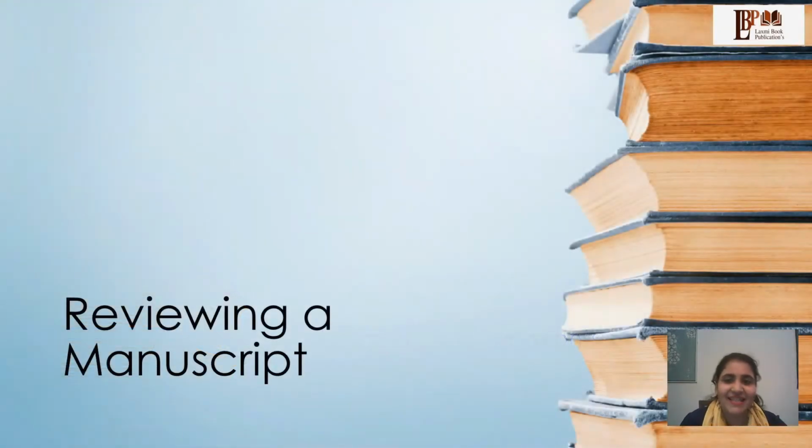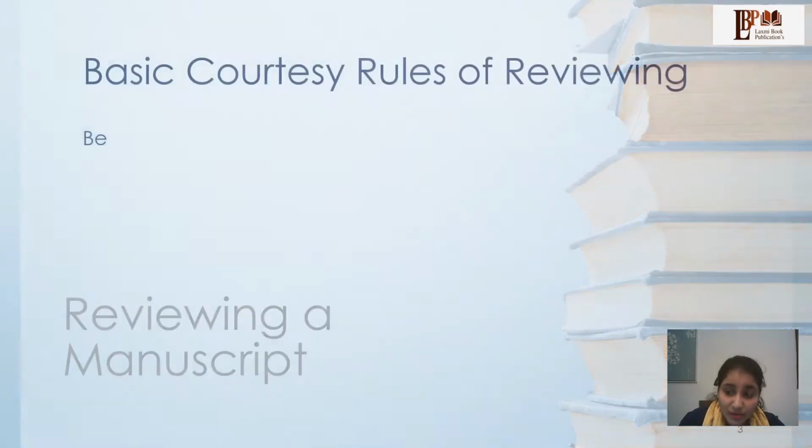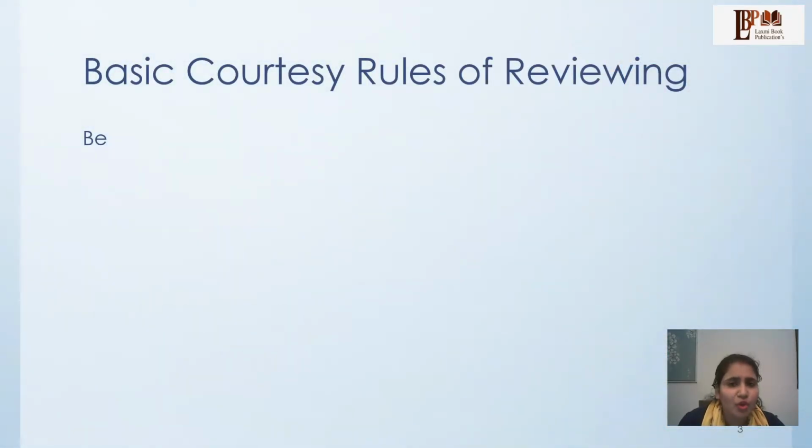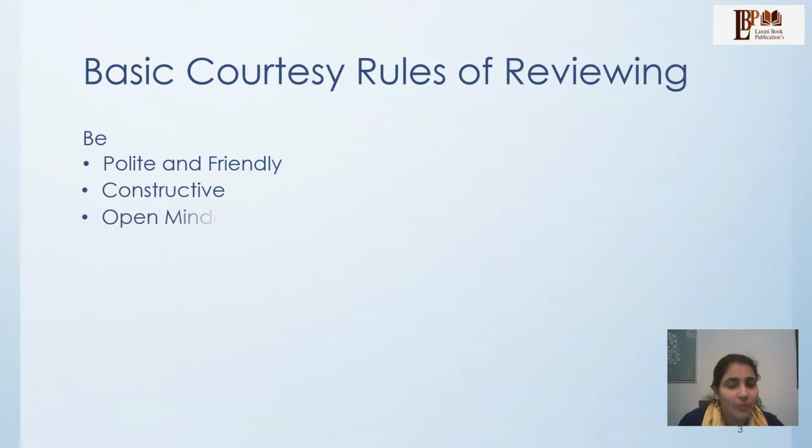Let's start. So basically in the process of how to review a manuscript, there are three most basic and courteous rules that you need to follow. And what are those rules? The first point is to be polite and friendly. The second talks about being constructive, and the third one talks about being open-minded.